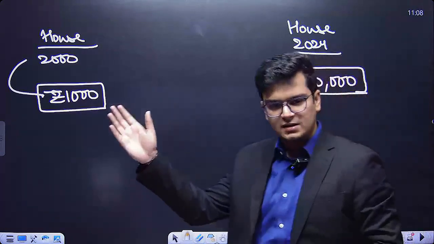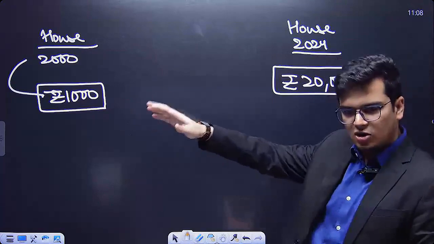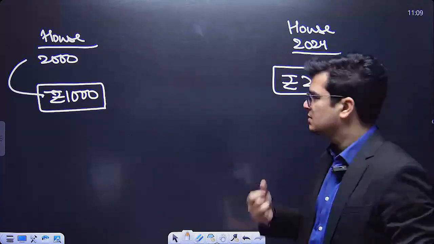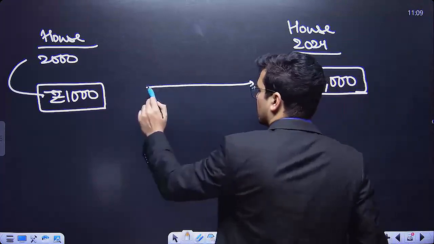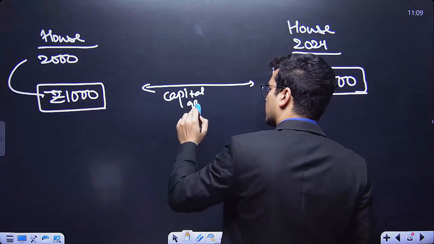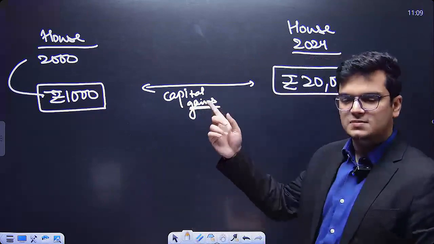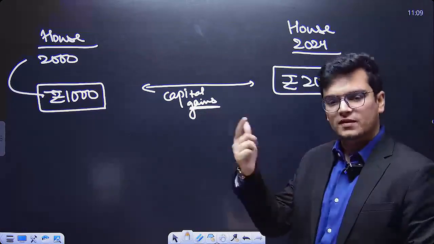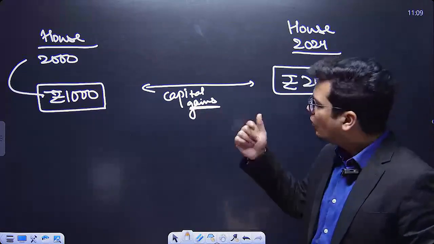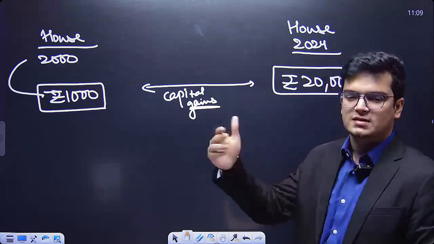This house is an asset. On selling this asset, I have made certain gains. Definitely, I have made certain capital gains here. How will these capital gains be calculated for the purpose of taxation? That is the question. How will you calculate what my capital gains are for the purposes of taxation?